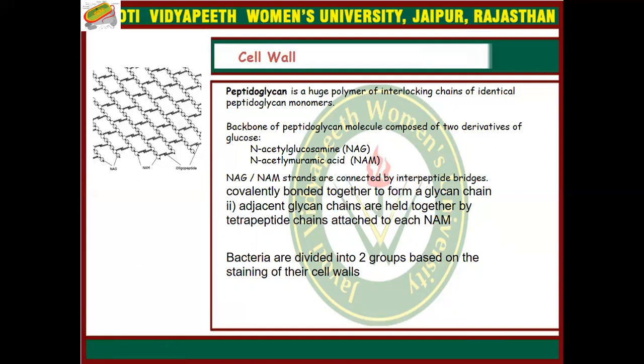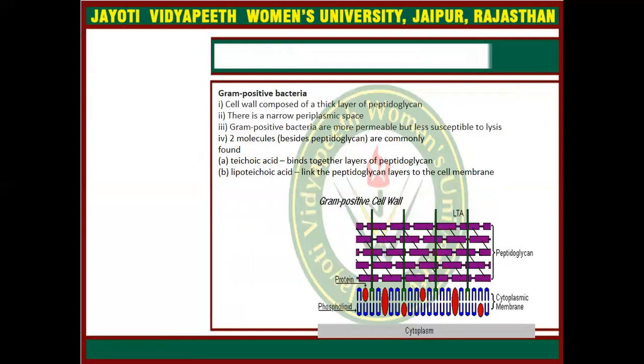So the adjacent glycan chains are held together by tetrapeptide chains attached to each N-acetylmuramic acid. The bacteria are divided into two groups on the basis of staining of the cell wall, as described by Christian Gram. He divided the bacterial cell wall into two parts, and on that basis the bacteria can be divided into two groups. The first is the gram-positive bacteria.